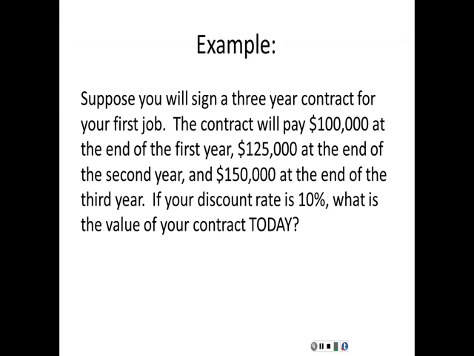So what we're trying to do here is basically ask the question, how much could you pay me today and I would be happy and you wouldn't have to pay me any of the rest of the terms of the contract? So we're finding the idea of an equivalence. So we want the present value of each year of this contract.